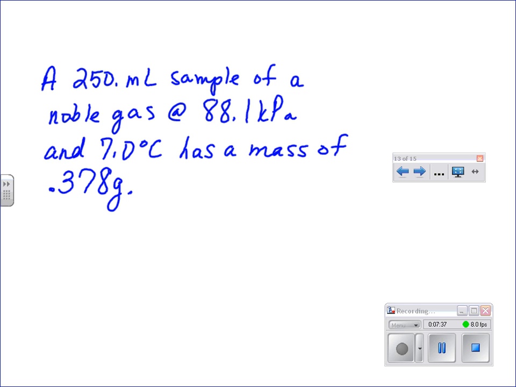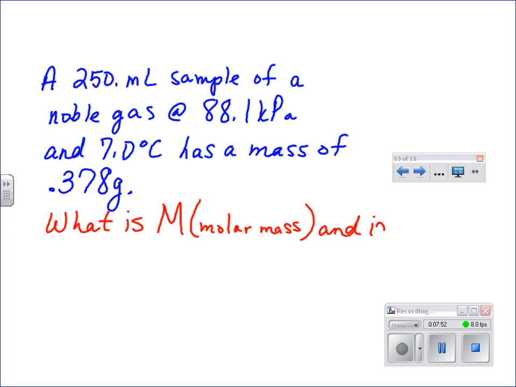And I want to know, what is the molar mass? And from the molar mass, then identify the gas. So what is capital M, the molar mass? And identify the gas. Is it helium, neon, argon, krypton, radon? What is the gas? So from the molar mass, you should be able to do this.